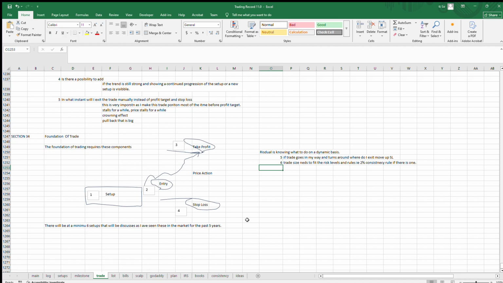Okay, so the first part is going to be the setup. The second part is going to be the entry. The third part is take profit, and the fourth is stop loss. And then fifth will be when the trade goes against me. I can discuss that. It seems so simple, but it's something I can discuss. Number 6 is going to be the trade size. It needs to be discussed as well. I need to fully vet it out in order to ensure that I'm prepared to make the trade.